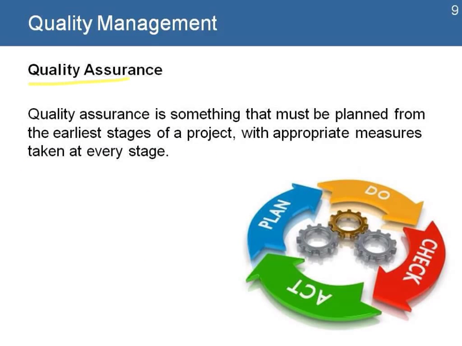Quality assurance is something that must be planned from the early stages of the project, with measures taken at every stage. Quality assurance is making sure that every activity or process has a good definition of what needs to be done, what it will look like, and what the characteristics are at the end of it. So it's part of our project when we're doing the plan, do, check, and act.